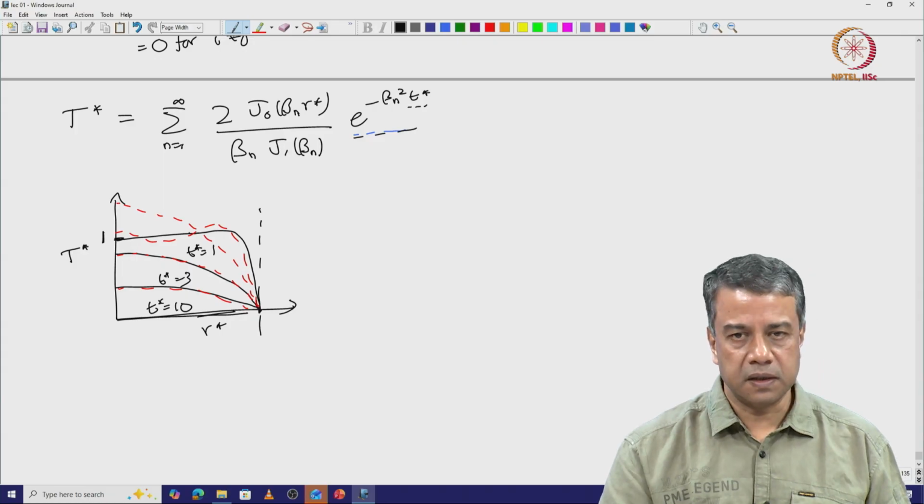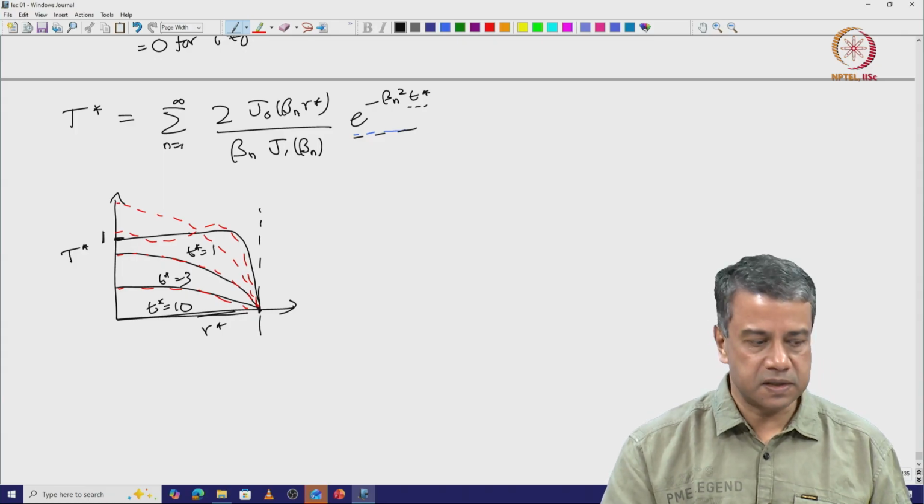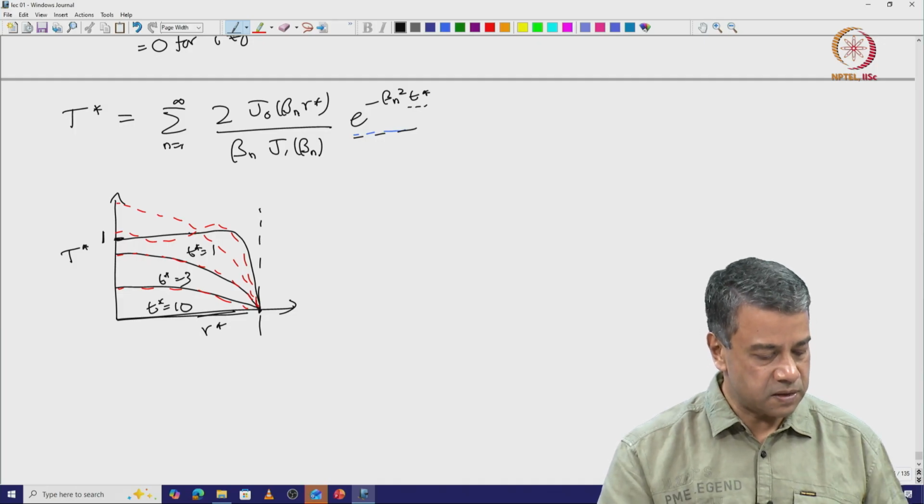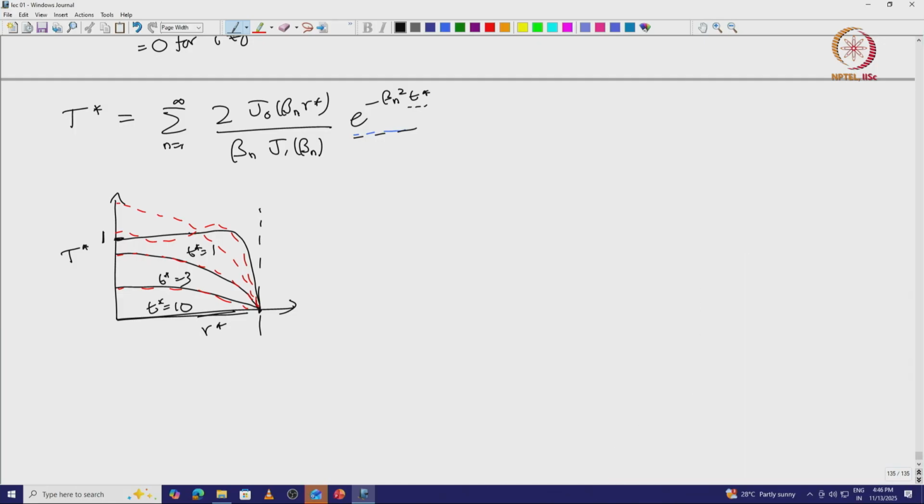So, this is as far as cylindrical coordinates are concerned. I will solve one more separation of variables problem, that is in spherical coordinate system, before we go on to oscillatory flows. So, I will continue this in the next lecture. I will see you then.